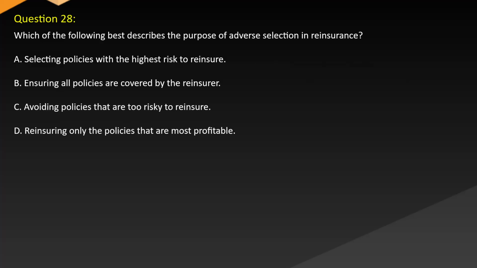Question 28. Which of the following best describes the purpose of adverse selection in reinsurance? A. Selecting policies with the highest risk to reinsure. B. Ensuring all policies are covered by the reinsurer. C. Avoiding policies that are too risky to reinsure. D. Reinsuring only the policies that are most profitable.